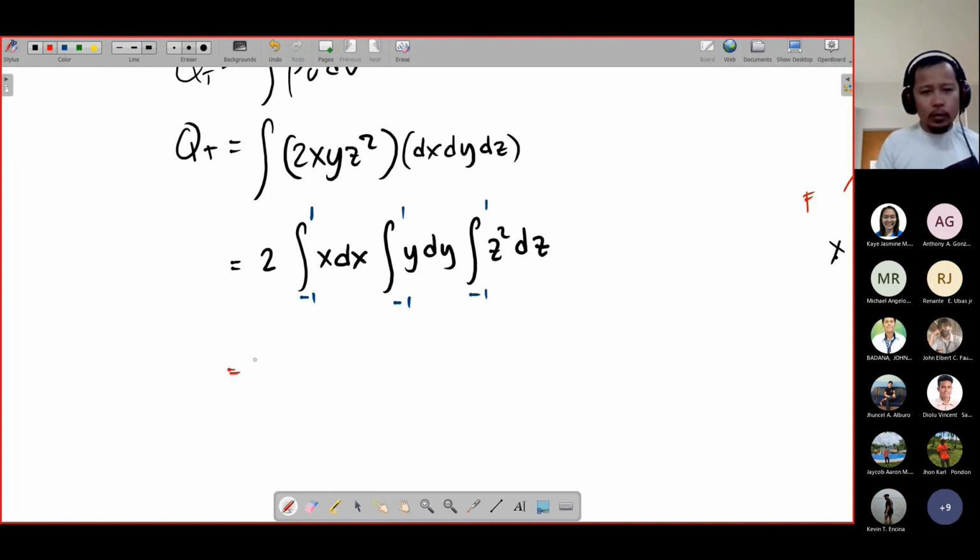So this will be 2 times integral sa x dx. O sige guys, ano sa may integral sa x dx? Guys, integral sa x dx.